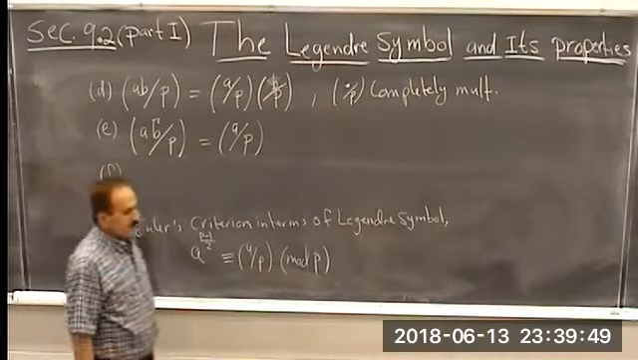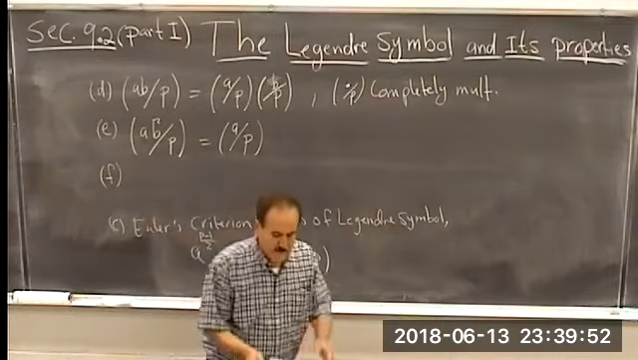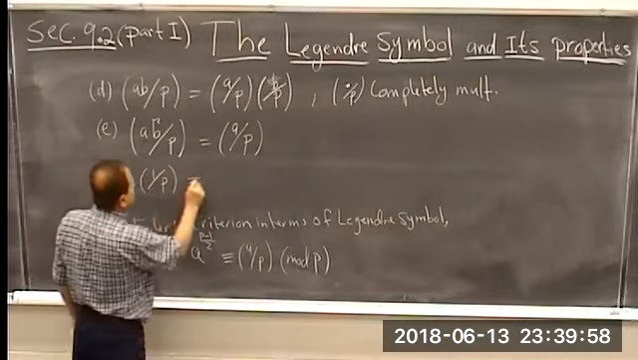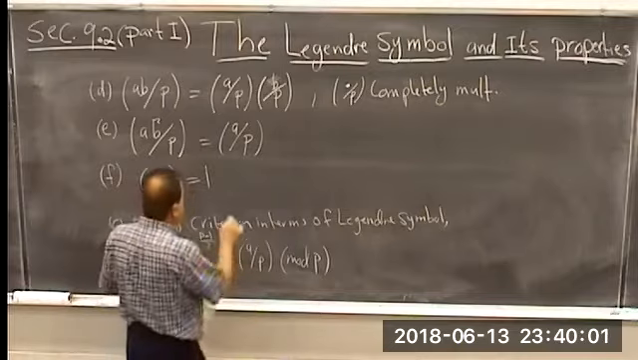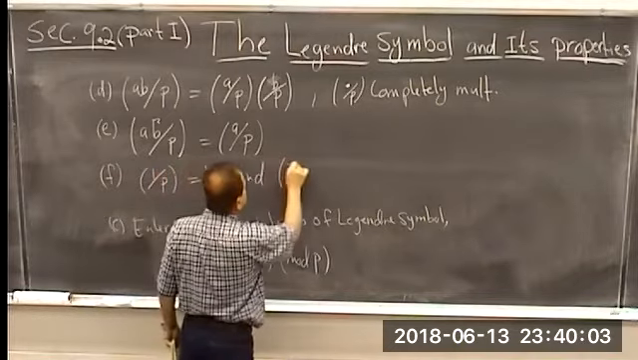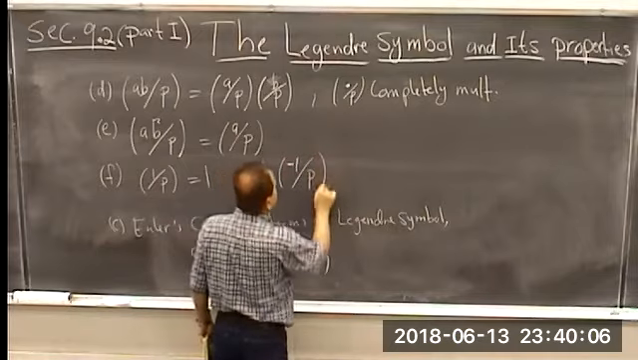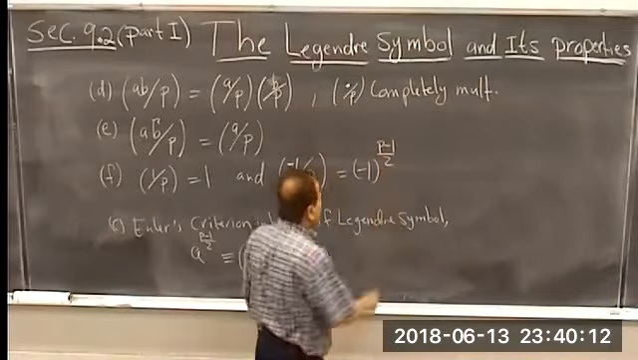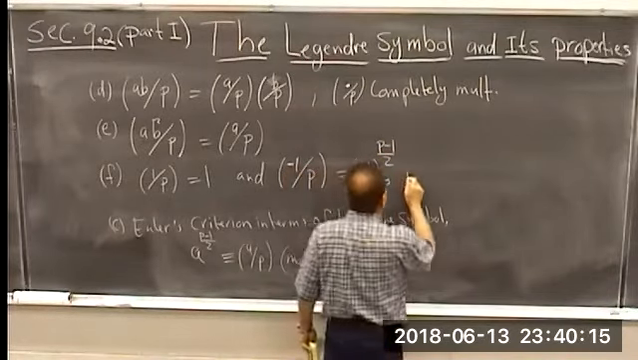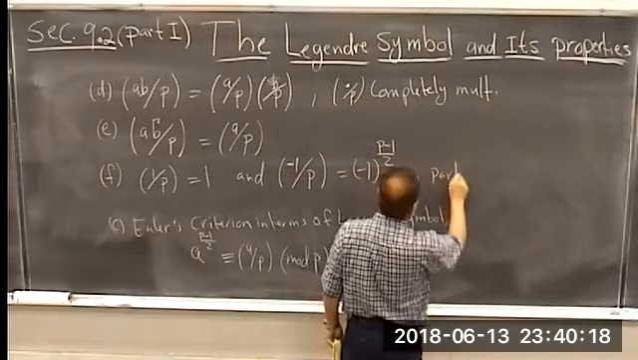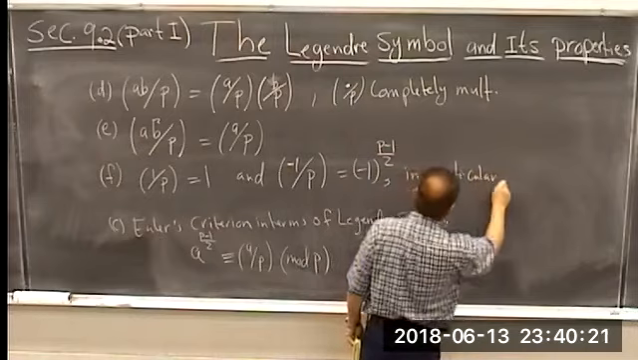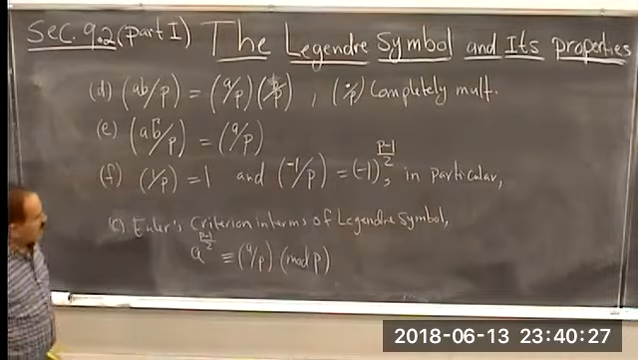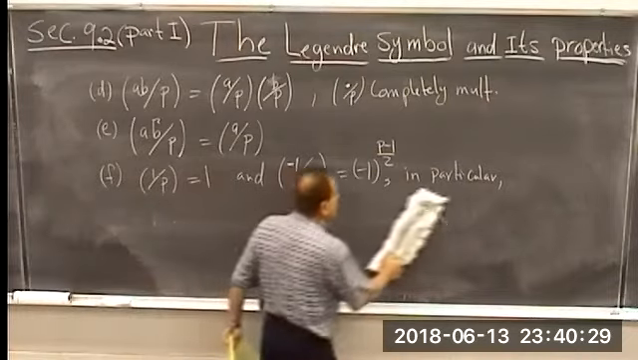The last one gives us some sort of a formula in general for any prime. We have (-1 by p) is equal to (-1) to the power (p minus 1) over 2. And we can say a little more. In particular, this is the formula for the Legendre symbol for -1.